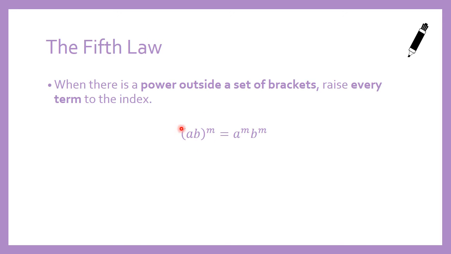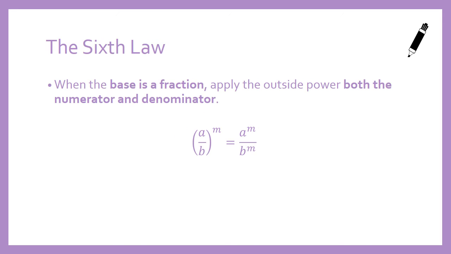But when we do have brackets, this is what we can do. The sixth index law, the fractional law. When the base is a fraction, just like with the fifth law, you have to apply the power to both the numerator and the denominator. So here, if we have a divided by b, and we raise it to the power of m, we have to apply that to both. Now, they don't have the same base again, so we can't simplify this further, but this is when we're using the fractional index law.